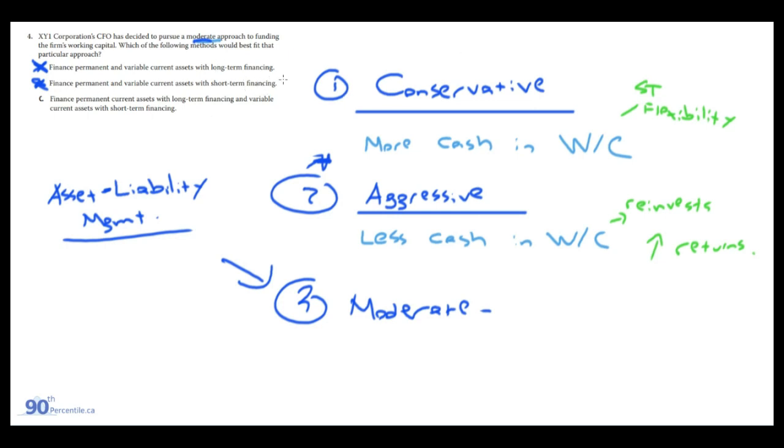But this is more of a conservative approach, whereas C is going to be financing permanent current assets with long-term financing and variable current assets with short-term financing, right? So that's exactly what I said. Permanent assets, so long life, with long-term financing, and then variable current assets, so shorter life, with shorter term financing.